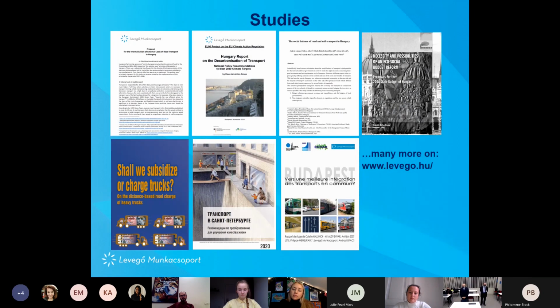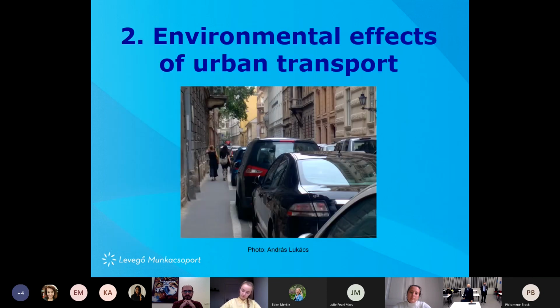We are making many studies. Elena from Russia just finished a study with proposals for improving transport from an environmental perspective in St. Petersburg. We also had an intern from France. We have several interns, and you can see a study by one of them. Mostly they are in Hungarian, but you can find them also in English and other languages, these studies on our website.